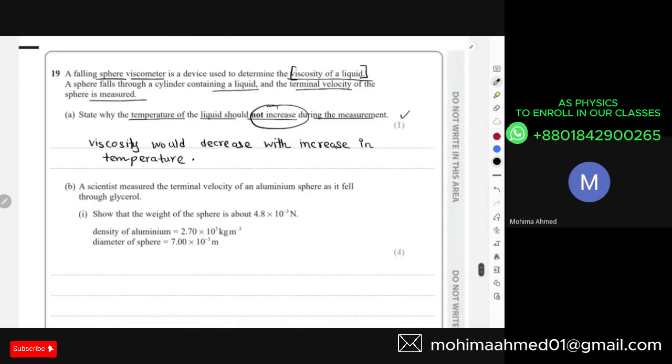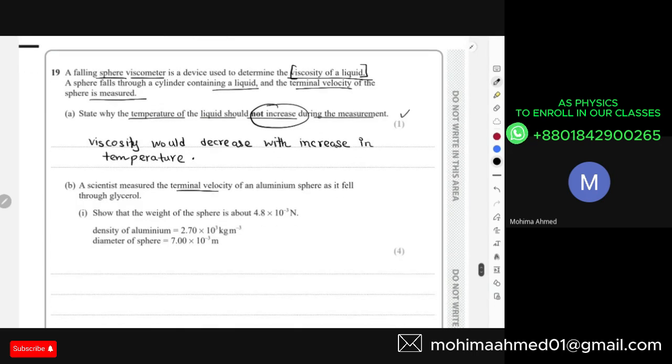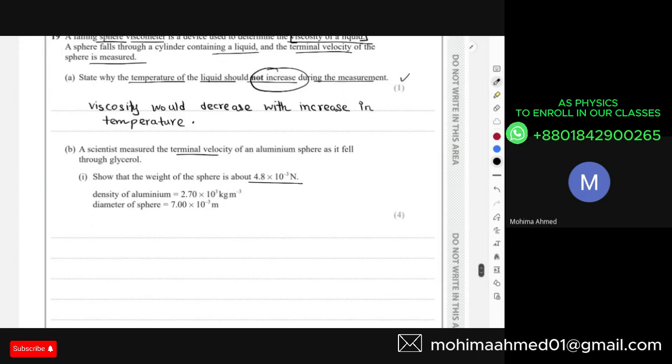Okay. Then after this, they're saying the scientists measured the terminal velocity of an aluminium sphere as it fell through glycerol. Show that the weight of the sphere is about this much. Density, diameter. I want to find out the weight, right? Obviously, if this is a terminal velocity, what happens? Weight is equal to upthrust, right? All the forces are equal. So not exactly weight is equal to upthrust, weight is equal to upthrust plus drag, right? This is how the diagram is supposed to be. Upthrust and drag, that is equal to weight, since all the forces are balanced. So we can say that the combination of drag and upthrust is equal to weight.